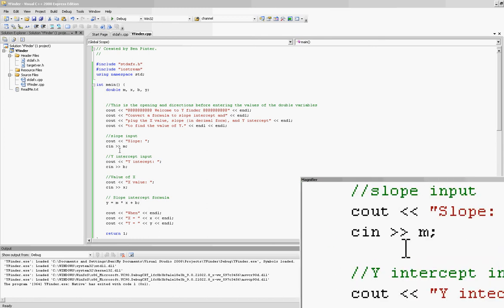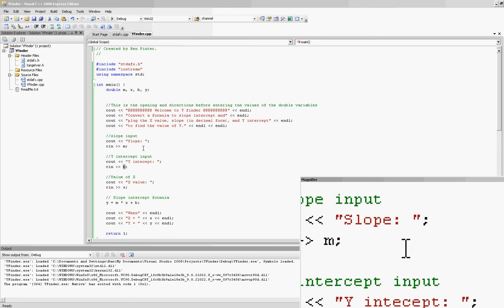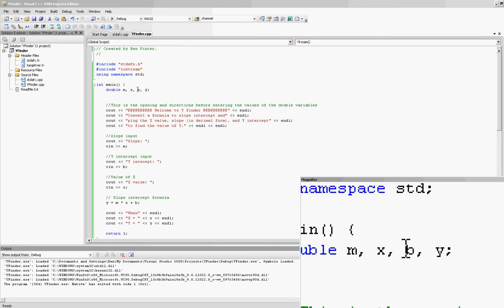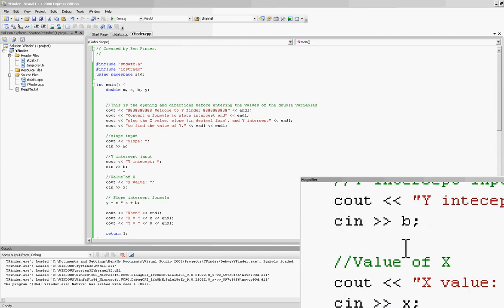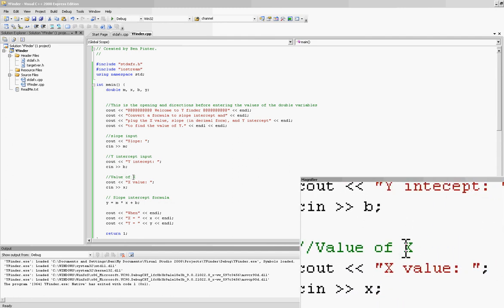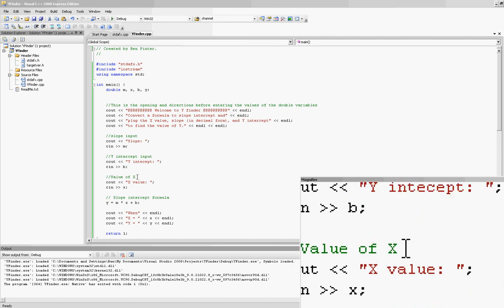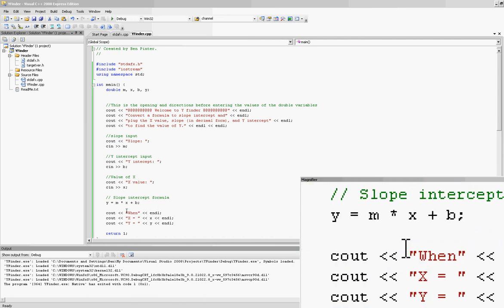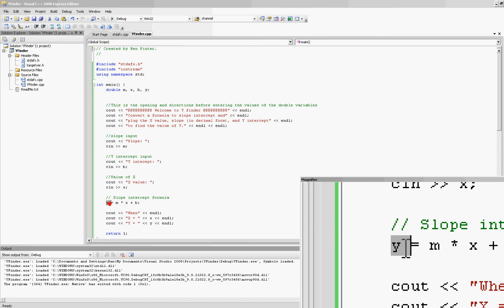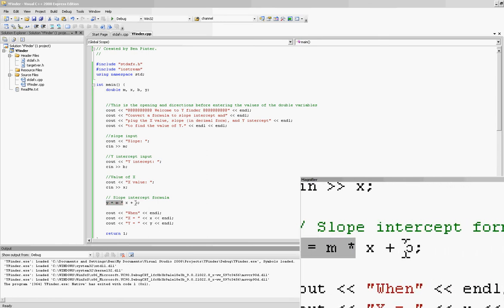Next, you need your y-intercept, and have that enter as variable b, because in mx plus b, b is where the line is going to intercept with the y-axis. And then have your choice of whatever you need to find for x, depending on what you need to find. Then have the line y equals m times x plus b.